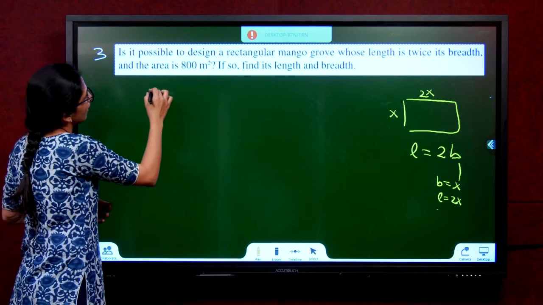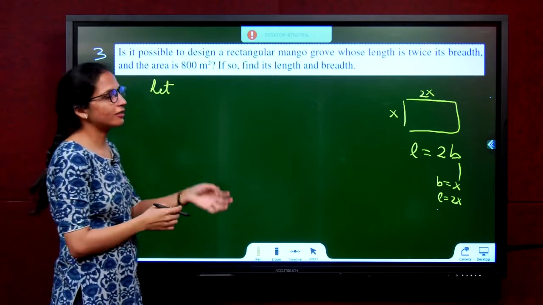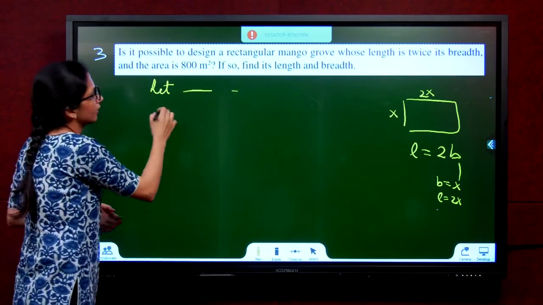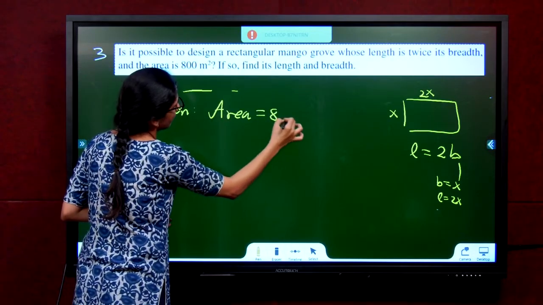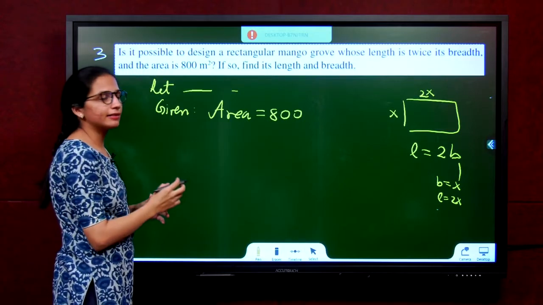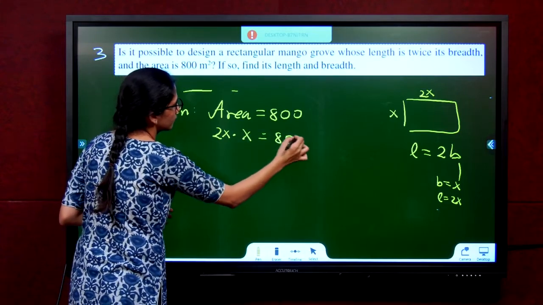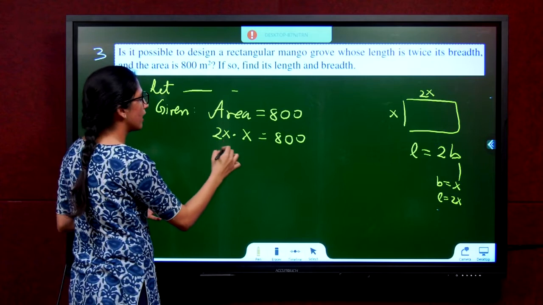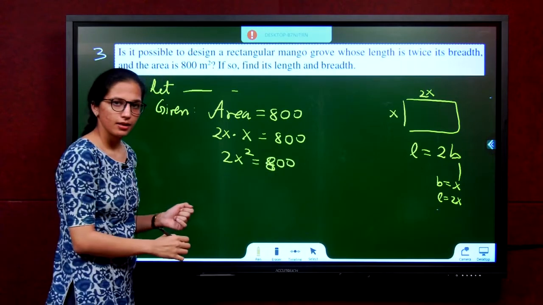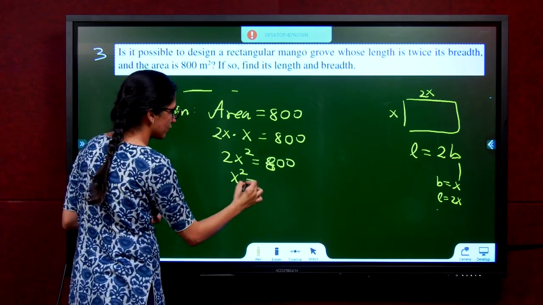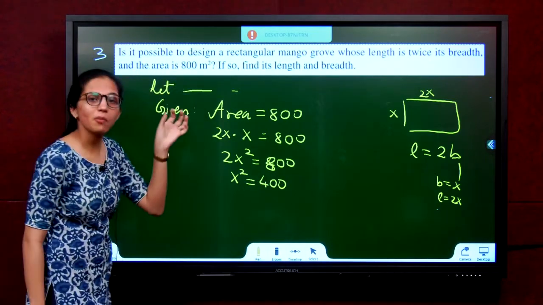So how do we do this? First statement, write down: let the breadth be x and let the length be 2x. Given condition, area is equal to 800. Area is nothing but length into breadth. What is length? 2x. What is breadth? x. Next, 2x square is equal to 800. Correct? x square is equal to what? 400.